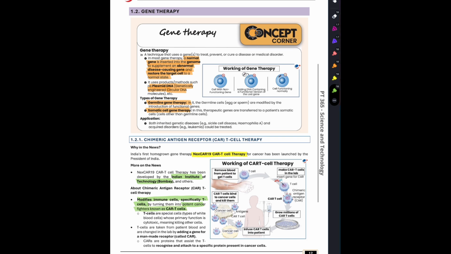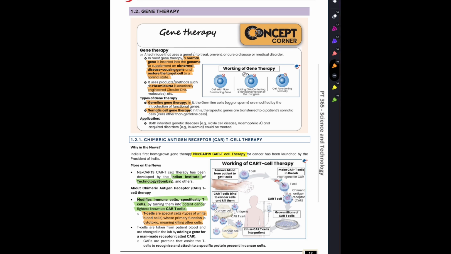So they are basically modifying the immune cells, which include the T cells, and turning them into potent cancer fighters. T cells are special cells, a type of white blood cells or WBCs, whose primary function is cytotoxic, meaning killing other cells. So this is the primary function of the T cells, and we are basically targeting these T cells in order to turn them into potent cancer fighters, thereby the name CAR T cell.